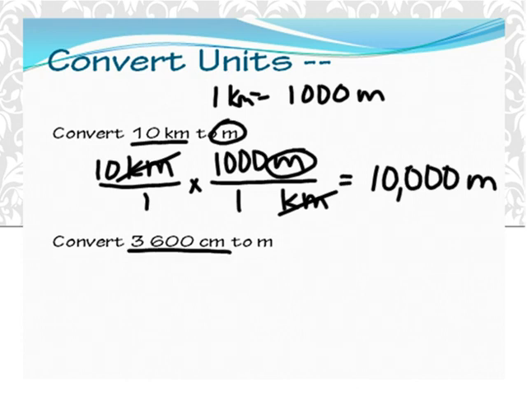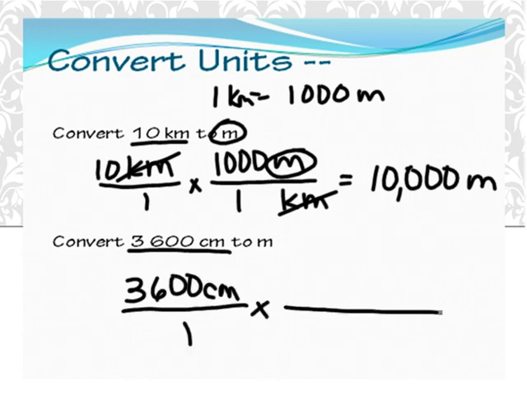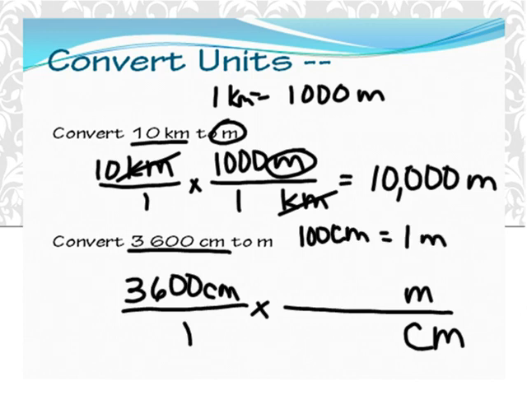Next one converts 3,600 centimeters. See, I didn't put the comma in that one. Anyways, 3,600 centimeters is what we're given, and we always put that over 1. And we're going to convert that into meters. So we want meters on top, and we want centimeters on the bottom. I know that 100 centimeters equals 1 meter. So I can put that conversion factor inside this ratio: 100 centimeters equals 1 meter. My centimeters cancel out. And look at this, I'll be dividing 3,600 by 100, so it's just going to be 36 meters for my answer.